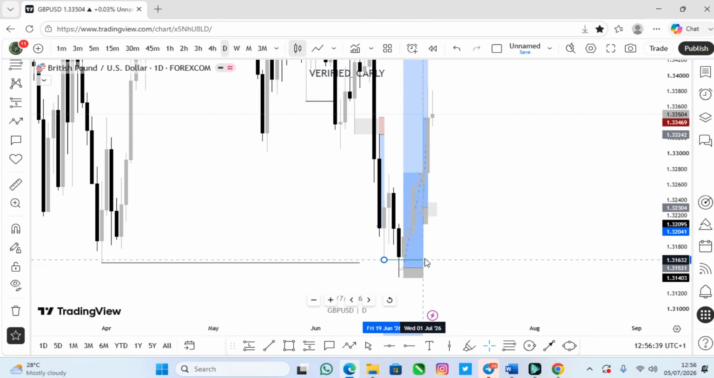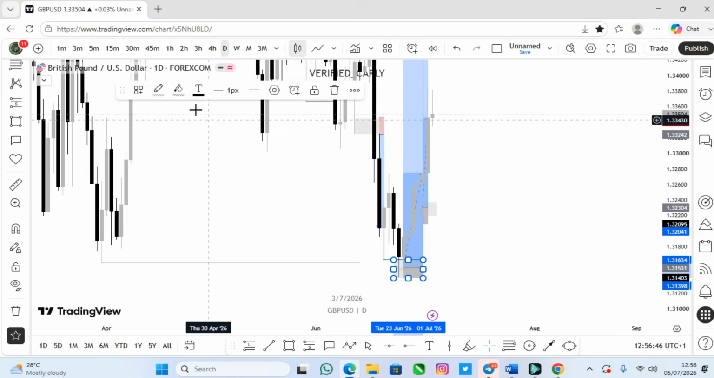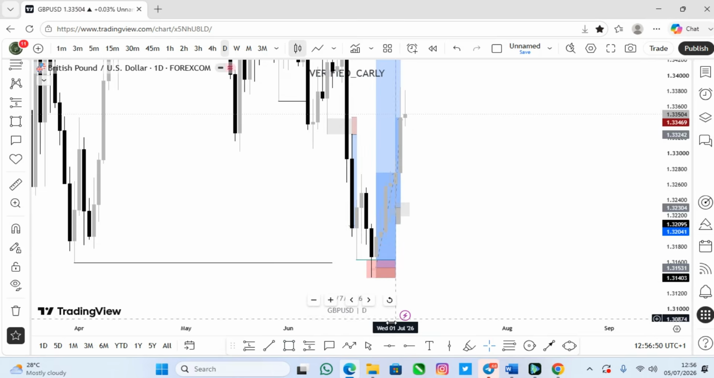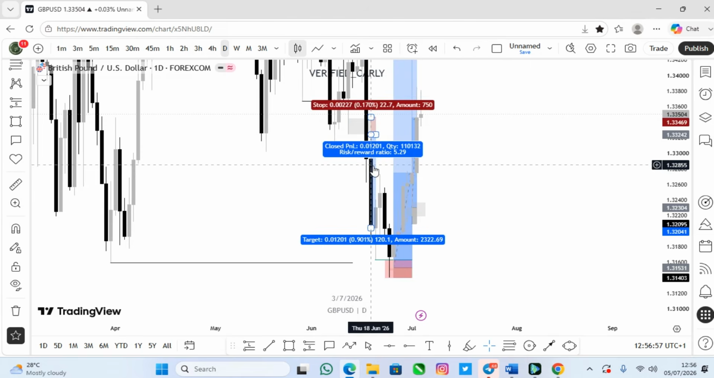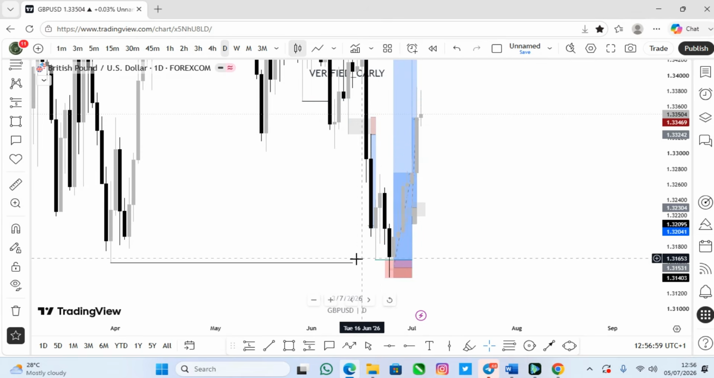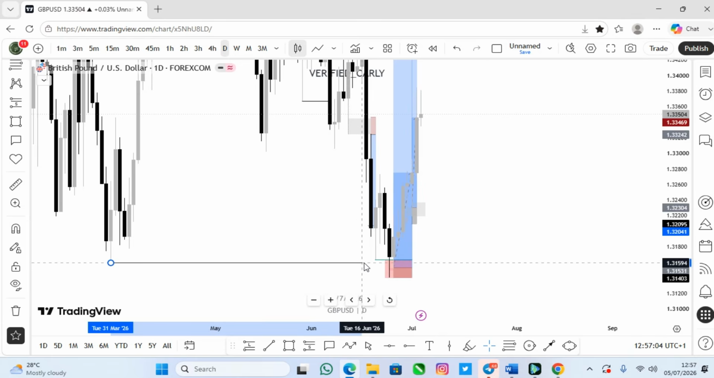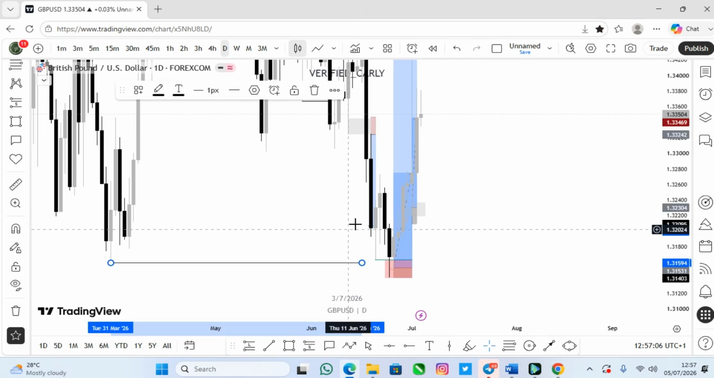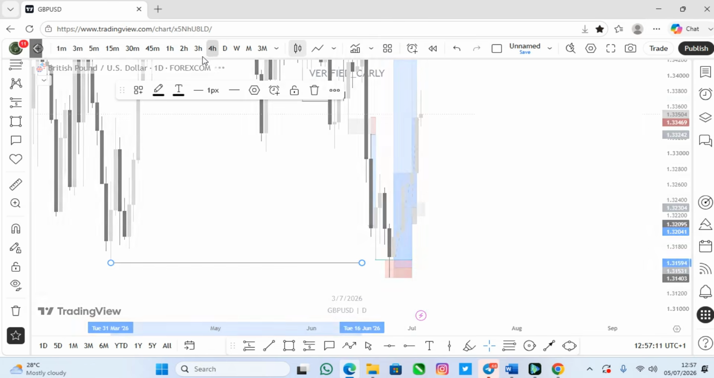Now I want to look for entry just below this range. Let me show you just below this range here. That's the price sweep. Let me use spread to mark it. See this red zone that I marked on the daily time frame. I want to look for entries just below that range, which is a buy entry, based on the fact that price has swept the sell side liquidity. Price has swept it, so I'm looking for a buy on this particular market.